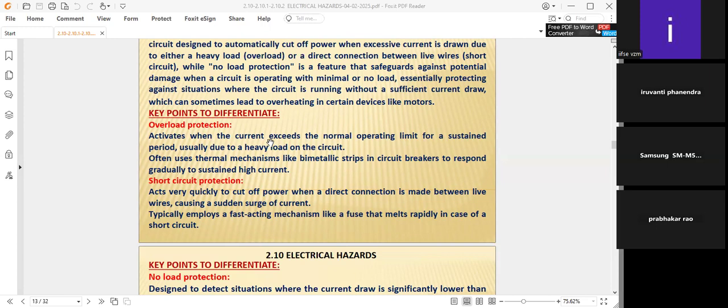Sometimes a thermal mechanism is used. Often, thermal mechanisms like bimetallic strips in circuit breakers respond gradually to sustained high current. Where high current is there, the equipment is not immediately damaged, so to save some time, bimetallic strips are included in the circuit. Bimetallic means two metal strips that withstand high current and high voltage. These are the overload protections for any electrical equipment.